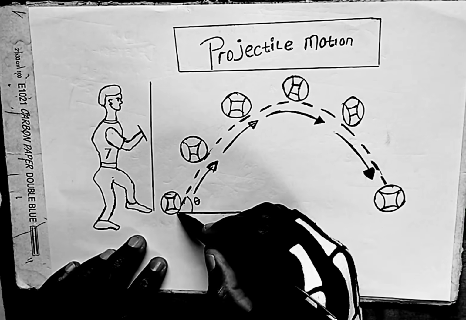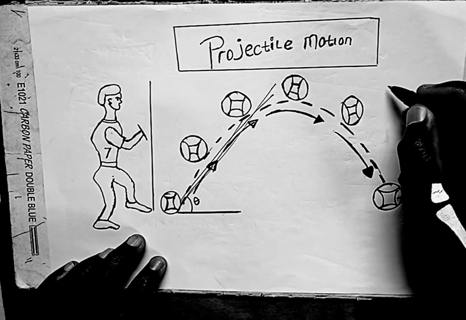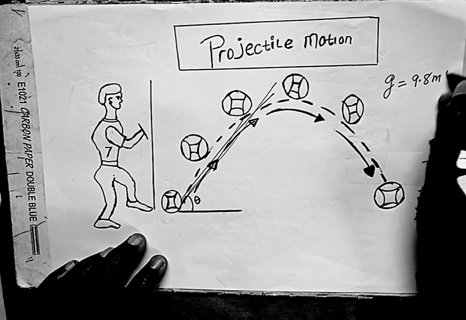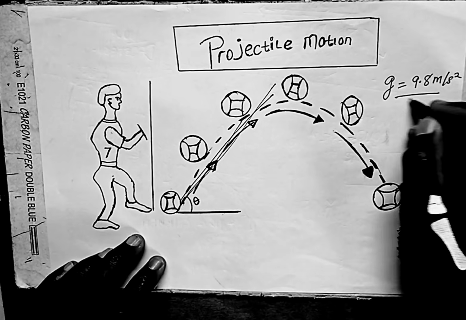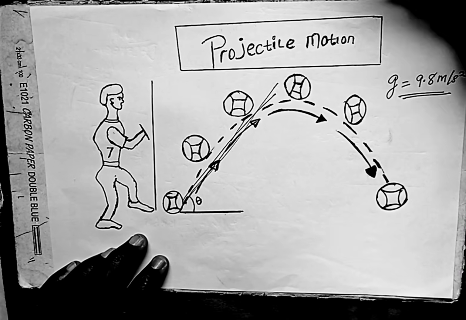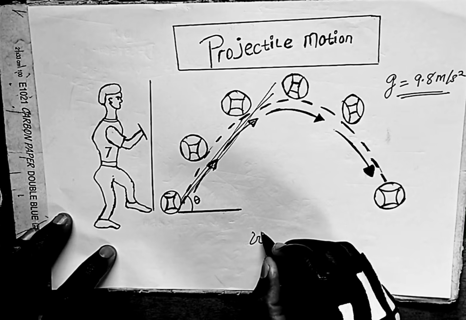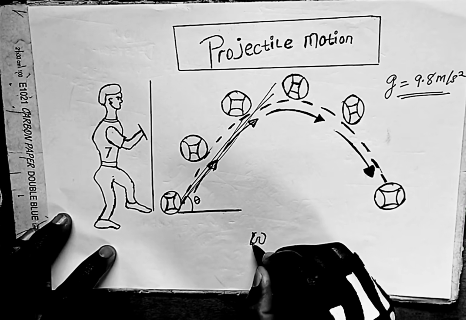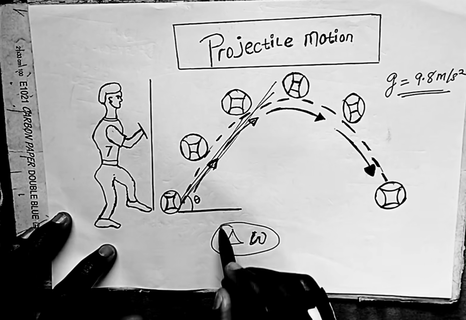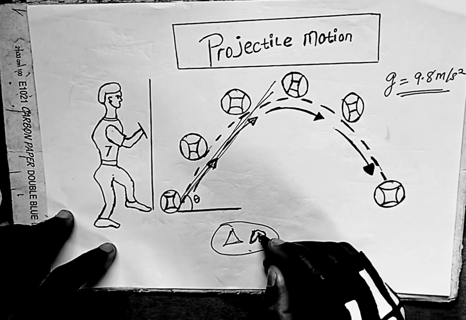So let's say this is an angle, for example. And we have our acceleration due to gravity, which is, let's say, 9.8 meters per second squared. Remember that gravity acts on any object that is on the earth. This is our angular velocity. Anytime you think of angular velocity, remember this. Projectile motion occurs as a result of a change in angular velocity.